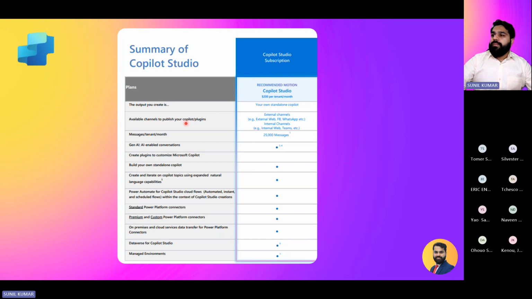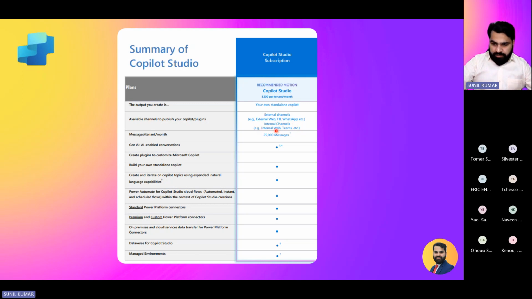Now, where can all these copilots be published? There are external channels and internal channels. External channels like external websites, Facebook, WhatsApp. There is no direct integration as of today with WhatsApp, but in September, Microsoft is planning to release a direct connection of Copilot Studio with WhatsApp also. As of today, there are ways to do it. We can use Twilio or third-party products. We can always do that, but right now we do not have a direct integration. However, Microsoft is planning to release that.